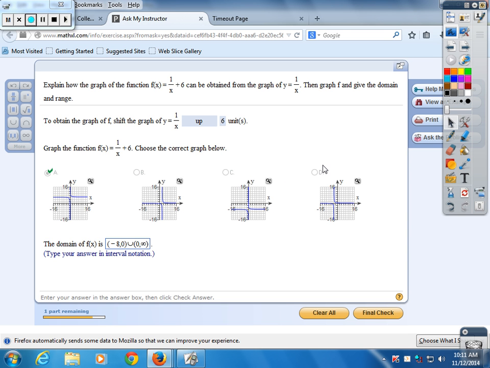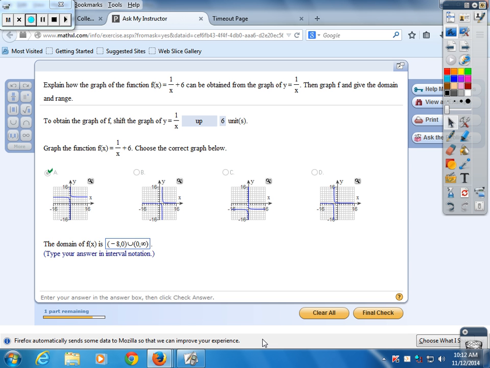Okay, what they're asking you here is to take the parent graph of 1 over x and move it up. How many? And why? Because this right here is not attached to the x. So that is a vertical what? Shift. So you're going to draw 1 over x and you're going to draw it up.